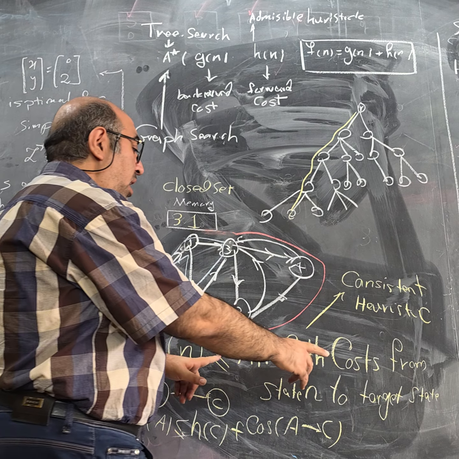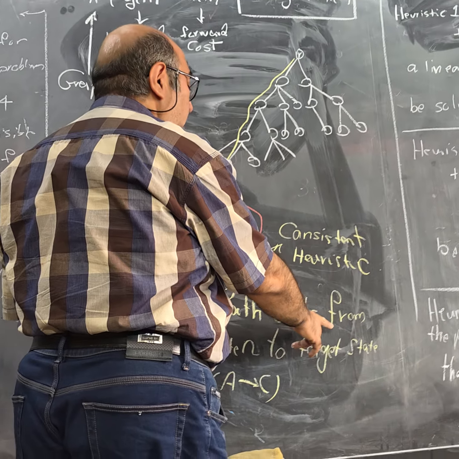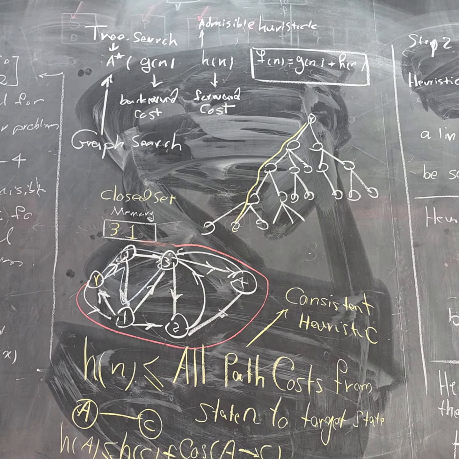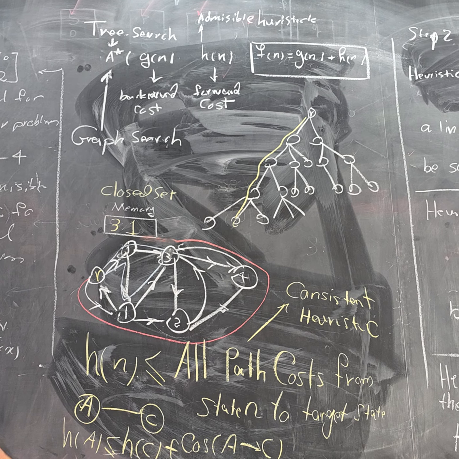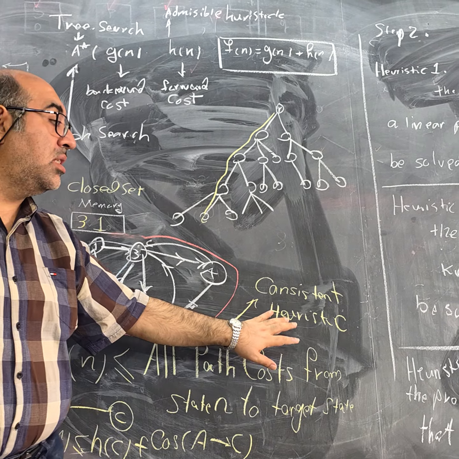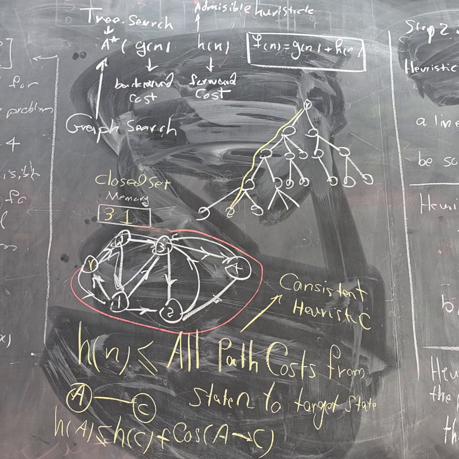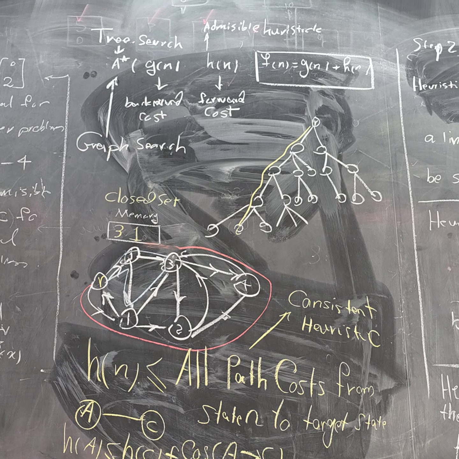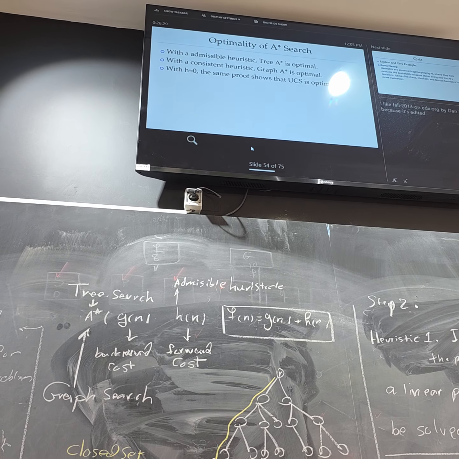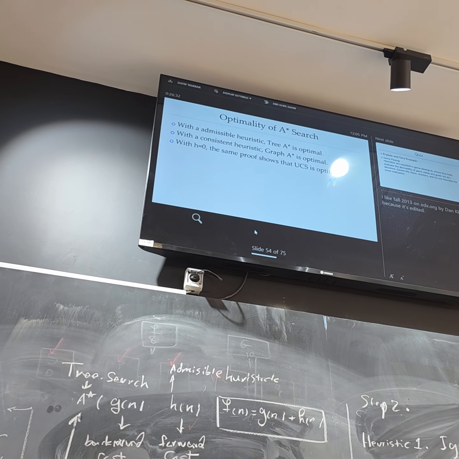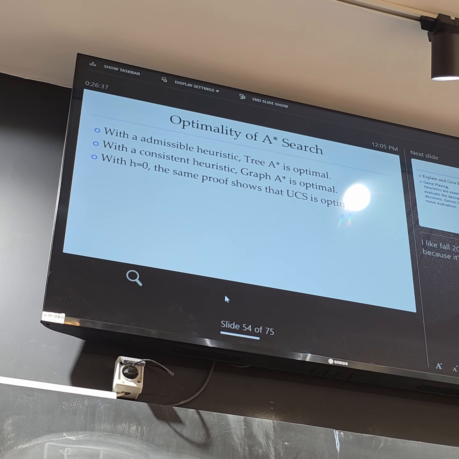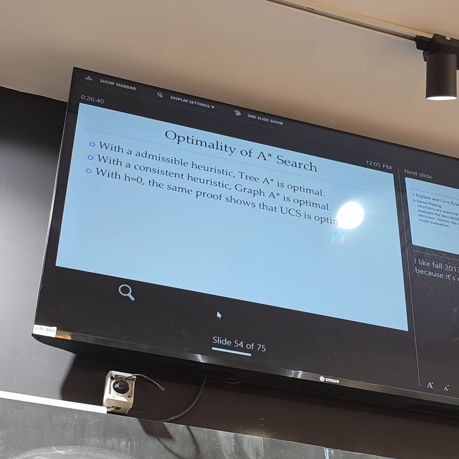But the concept is consistent heuristic. The admissible heuristic is just for the graph without loops. For a graph with loops, we need to satisfy the consistent heuristic. As the summarization, with an admissible heuristic, tree A star is optimal. Okay. With the consistent heuristic, graph A star is also optimal.